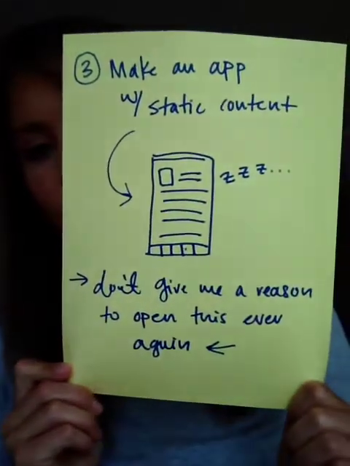And then the third step. The only thing that you could do with these DIY apps was to make an app with static content. If you want to create an app that I really resent, then don't give me a reason to open it ever again. Just create an app that has static content, and especially, this is the best.